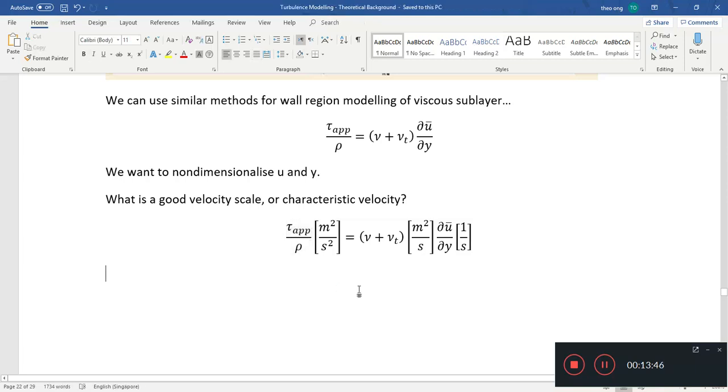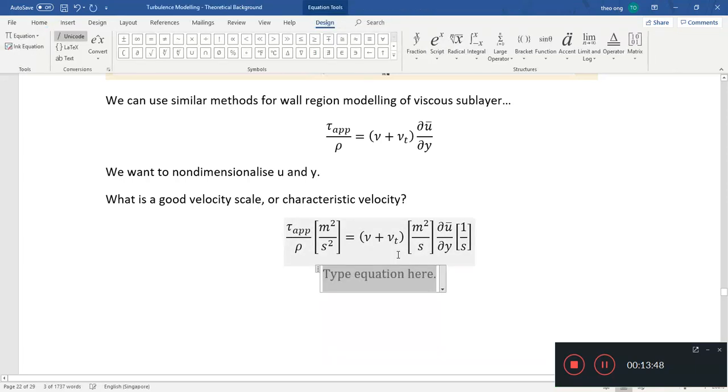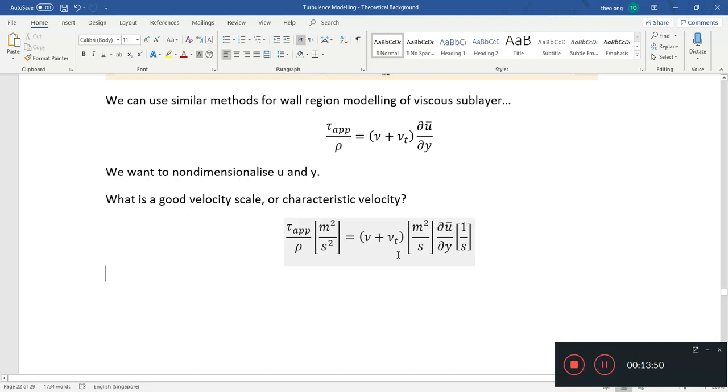by the density, we can get some kind of friction velocity. We can get some kind of velocity. If you take the square root of this, the units become meter per second, and then we can get some sort of characteristic velocity. We call this the friction velocity. Why is it called friction velocity?